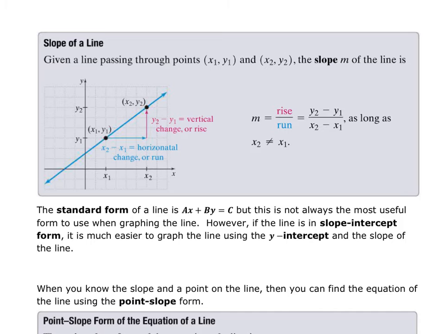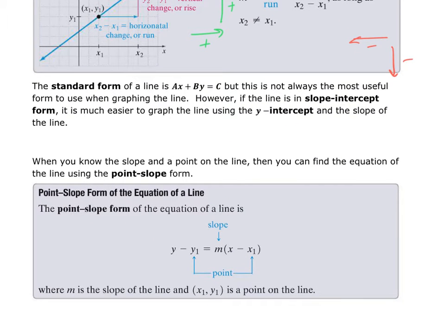Again, the slope of the line is how you change. If you go in this direction, it's positive. If you go in this direction, it's positive. If you go in this direction, it's negative. And if you go in this direction, it's negative. So left and down are negative movements, and right and up are positive movements.